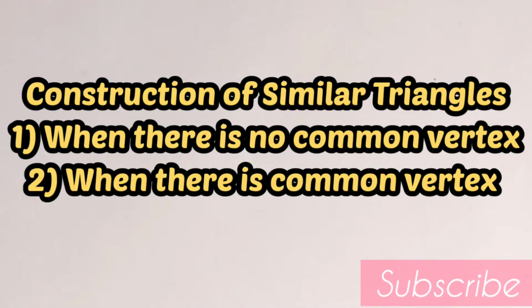In this video, we learn how to construct similar triangles of two types. First is construction of similar triangles when there is no common vertex between the two similar triangles. And second type is construction of similar triangles when there is a common vertex between the two similar triangles.